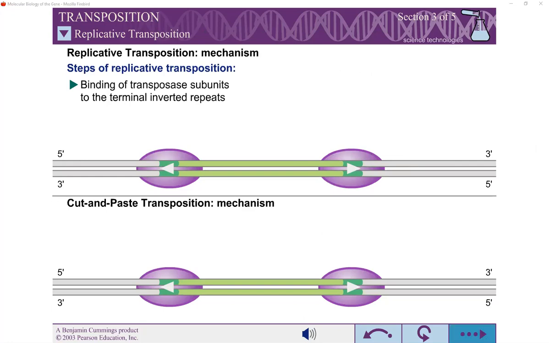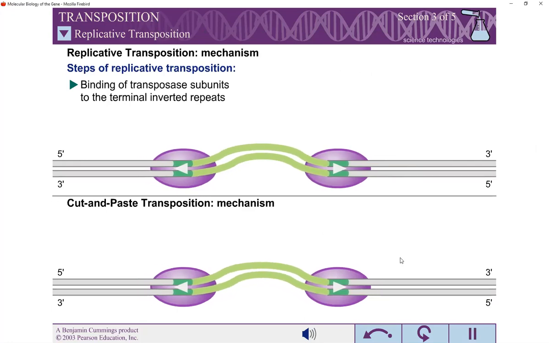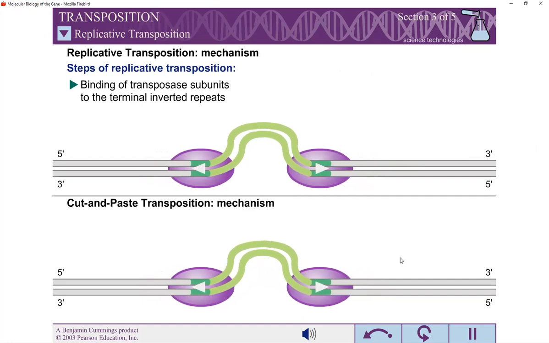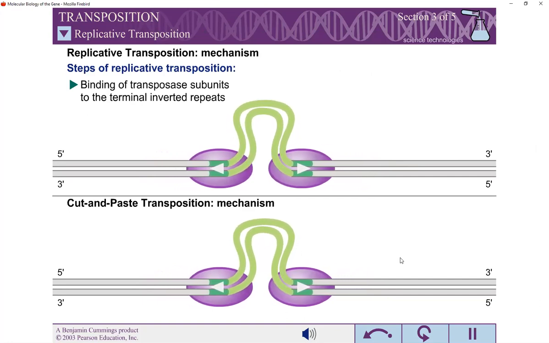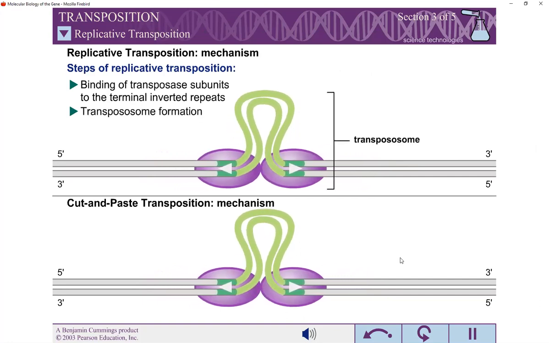In cut and paste transposition and replicative transposition, it begins with the assembly of a transpososome. Now, this is the complex that is being produced, that is referred to as the transpososome. And this complex will mediate both the cut and paste mechanism as well as the copy and paste mechanism. And now, how the cut and paste and copy and paste mechanisms are going to operate.